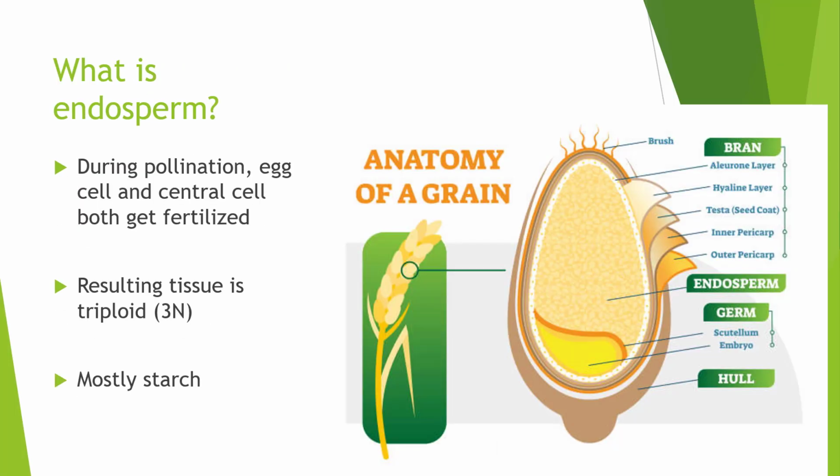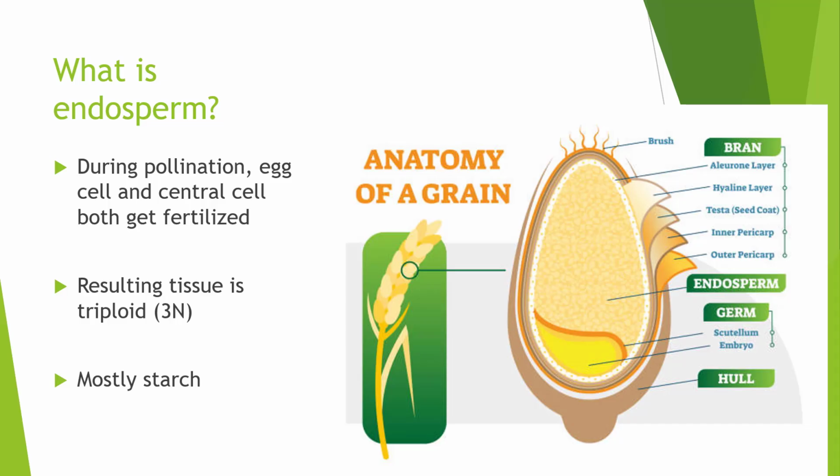So first off, what is endosperm? Now, this is something we kind of looked at during that pollination thing, so you might want to go back and look at that. It's in the plant reproduction. What happens is you have an egg cell and a central cell, and each of them will get fertilized by one sperm cell. The egg cell, when fertilized by one sperm cell, will result in a zygote, which will result in the growing embryo. However, the endosperm comes from the central cell getting fertilized by a sperm cell, and it is triploid, meaning it has 3 copies of the genome.